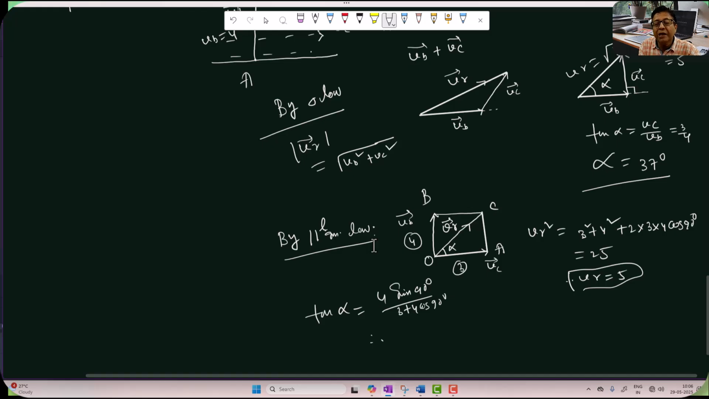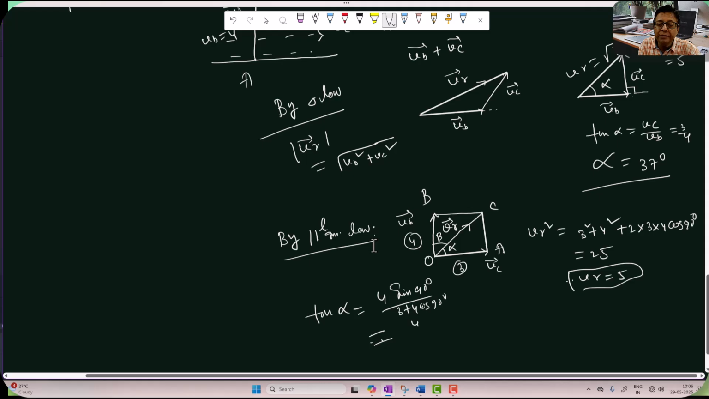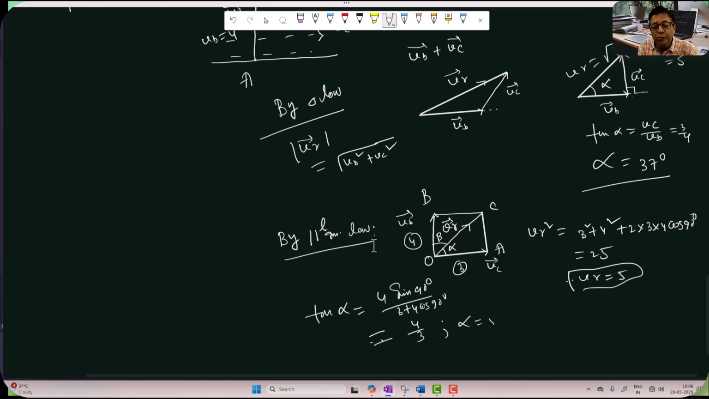But this time the angle alpha we have taken with the vector VC. Here we found it in terms of VB. That also you can find. This time beta. So okay, I am doing tan beta also. This is 4 by 3. So alpha is 53 degree approximately. Therefore, beta will be how much? 90 minus 53. This is 37 degree. Okay.